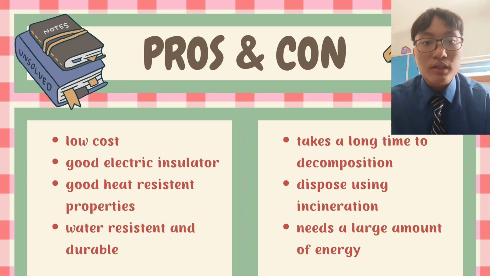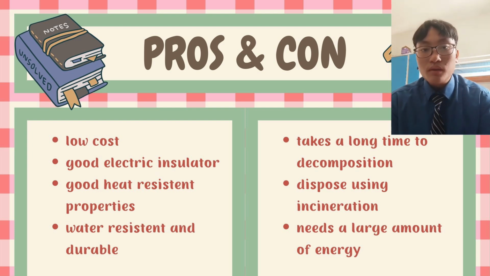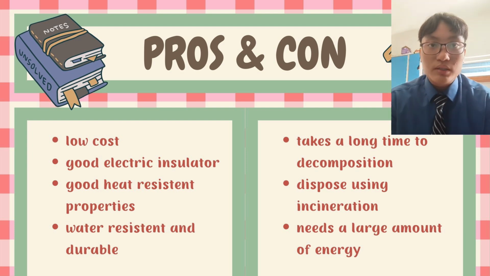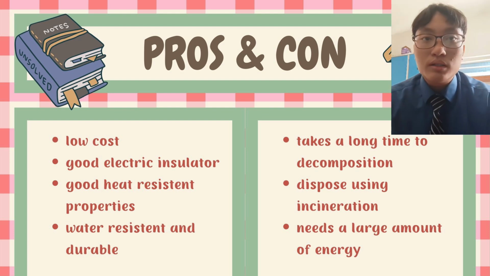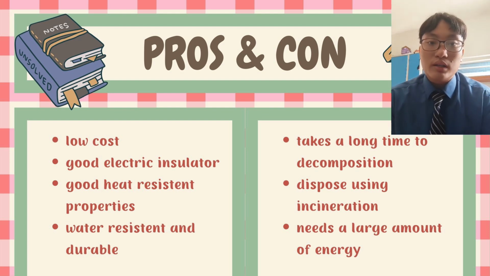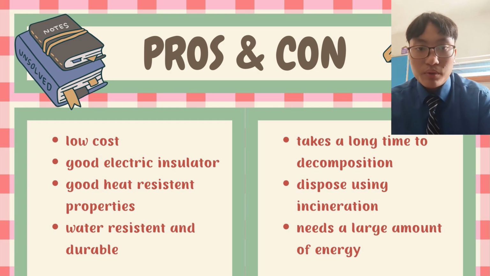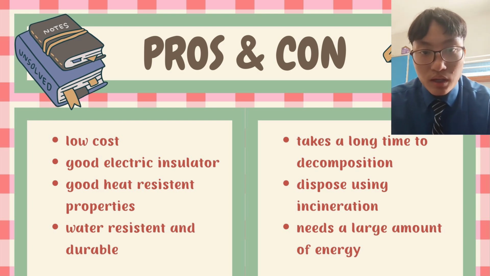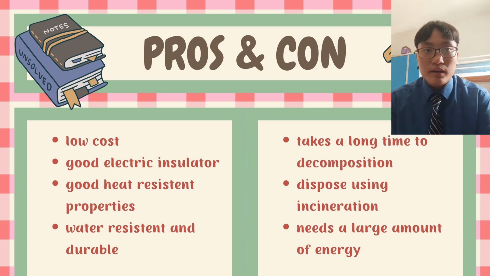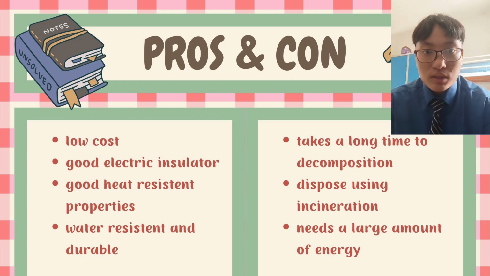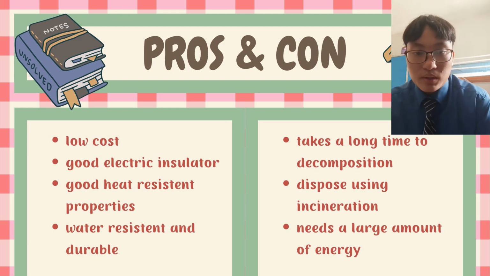Next, we move to the pros and cons of the production of polyethylene. First, the pros of this production are low cost, good electric insulator, good heat resistant properties, and being water resistant and durable. And the cons of this production are that it takes a long time to decompose, and disposal using incineration needs a large amount of energy.